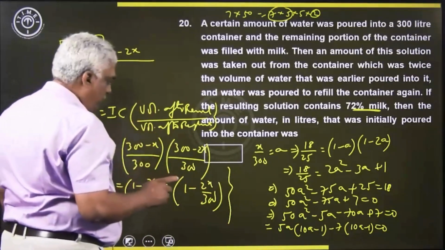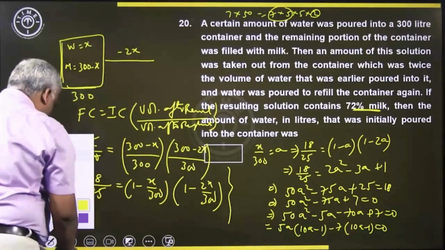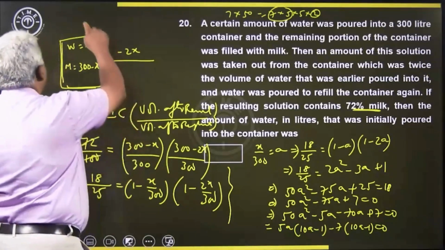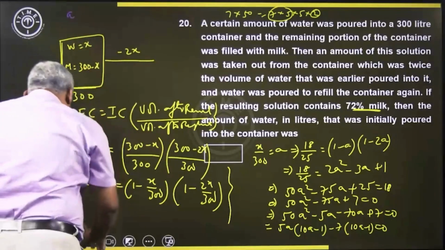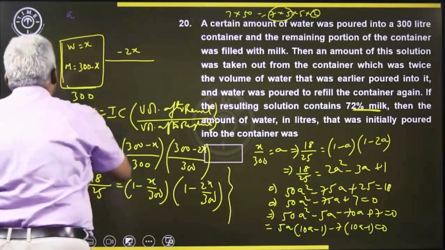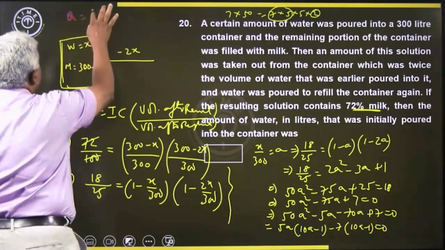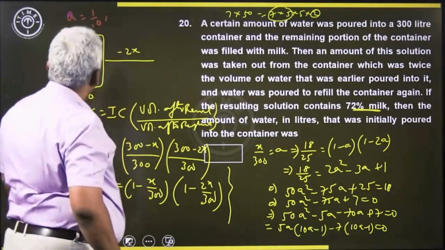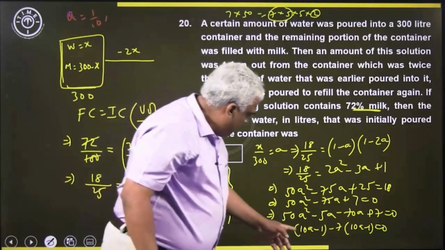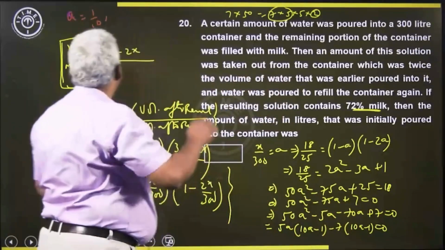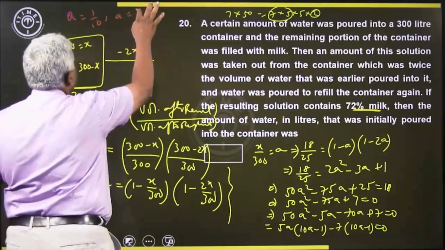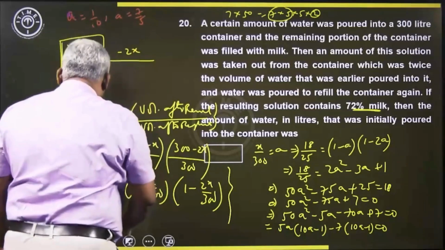So, we got two values. One, we got a equals 1 by 10, and the other, from 5a minus 7 equals 0, is a equal to 7 by 5.